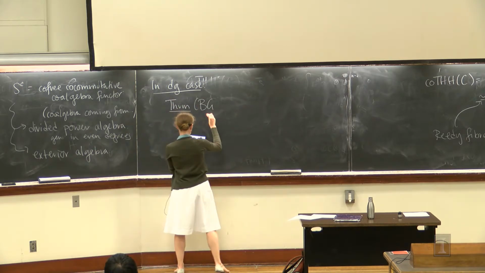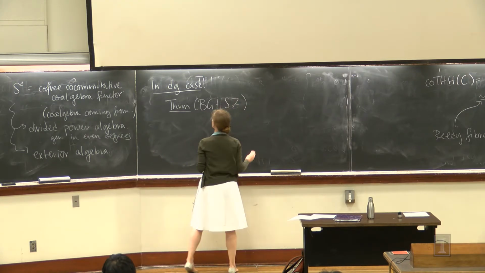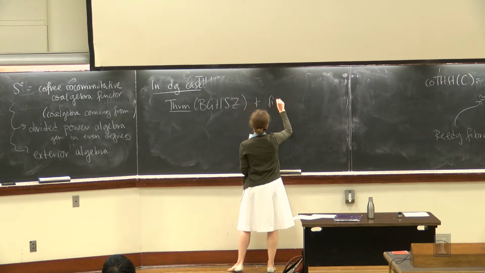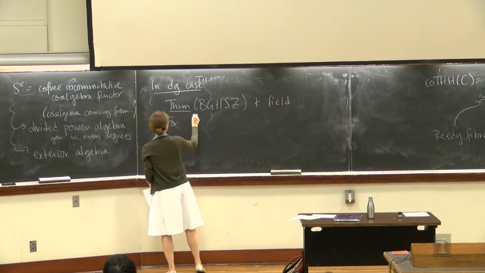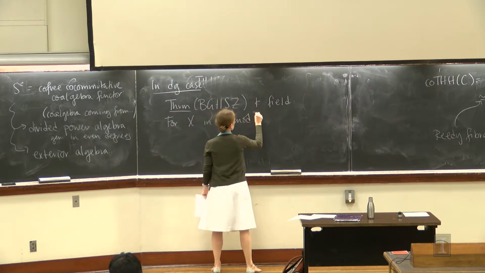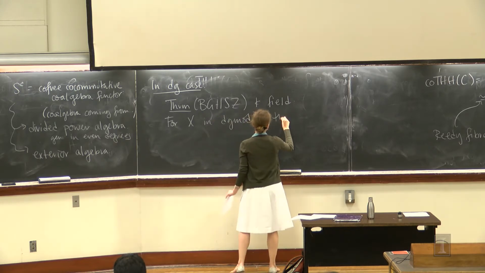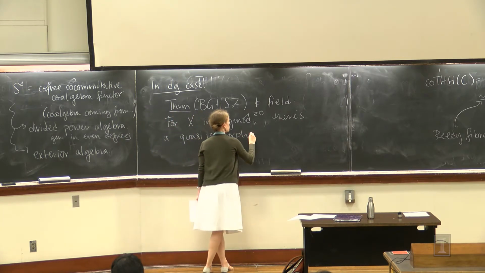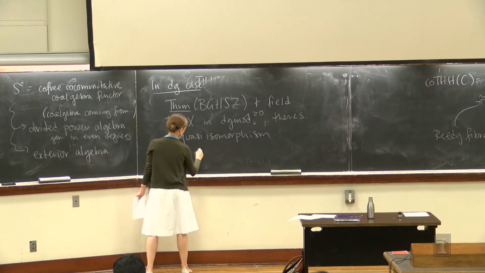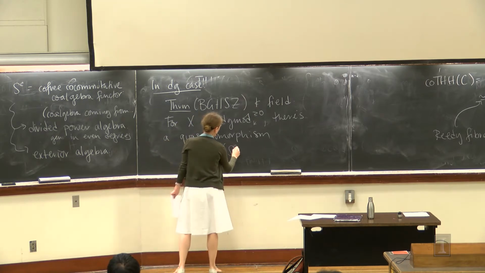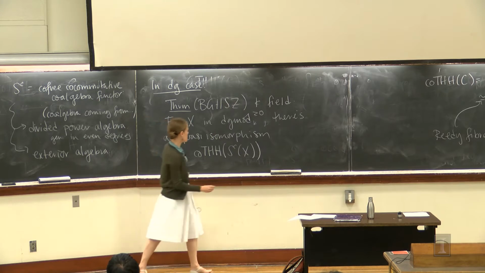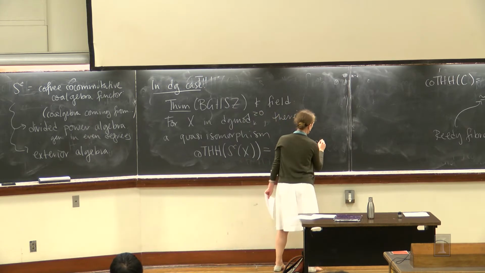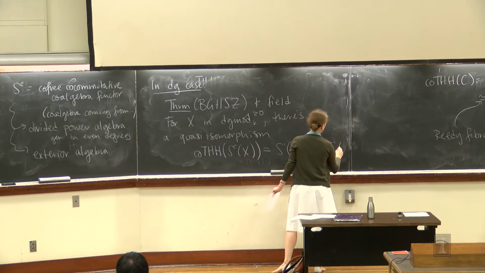Then what we can do is identify what happens when you take the CoTHH of one of these co-free co-commutative coalgebras. So let's say K is a field. Let me be precise. For X in bounded DG modules over K, there's a quasi-isomorphism from the CoTHH of the co-free, co-commutative coalgebra on X, this is this SC of X, to the co-free, co-commutative coalgebra on X itself, tensor with the co-free, co-commutative coalgebra on the shift of X.